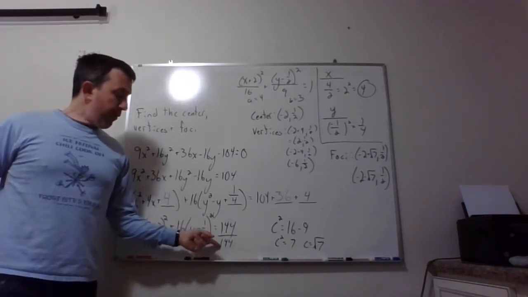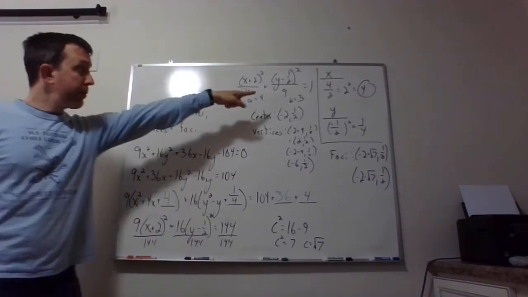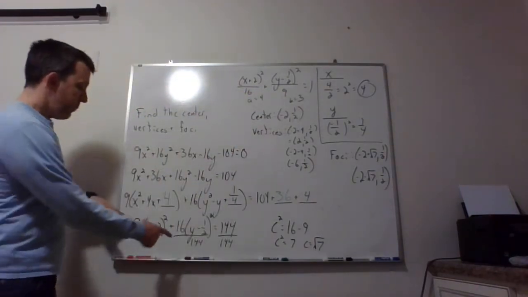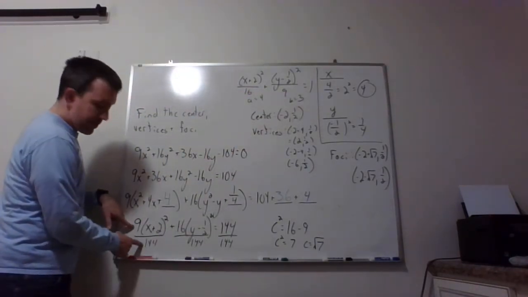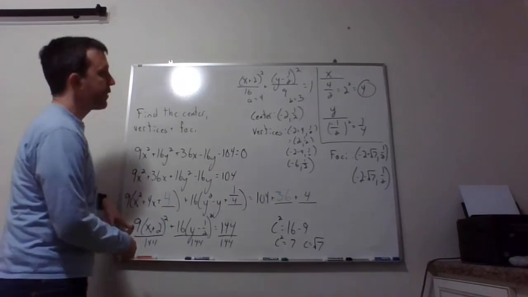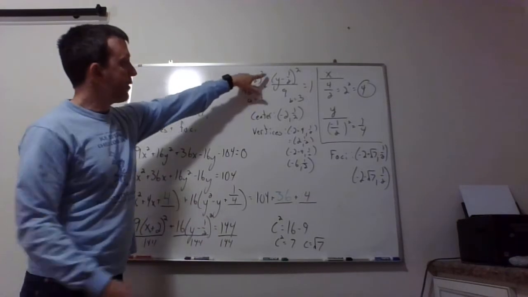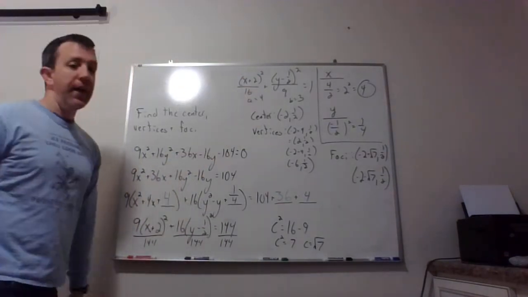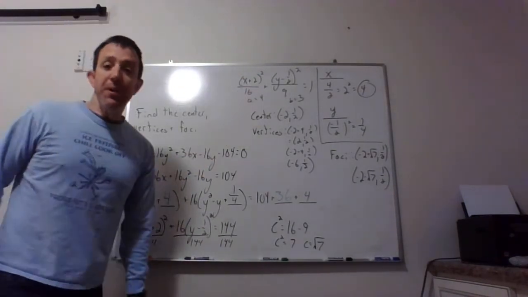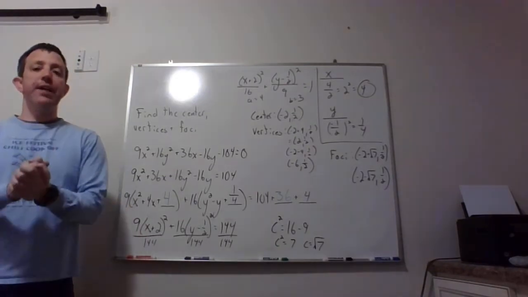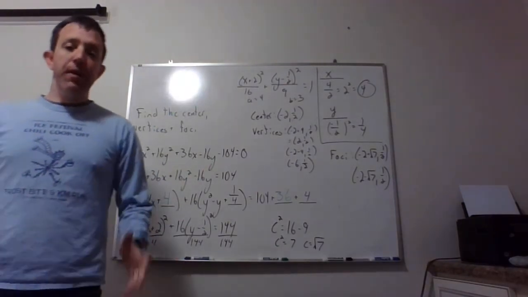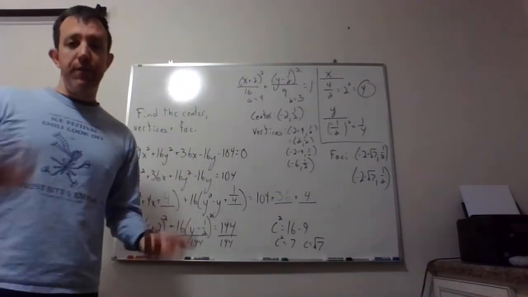So if I divide 144 by itself, that gets me the 1, which you can see up there. But when I divide these, basically I'm just reducing fractions. 9 over 144 reduces to 1 over 16. 16 over 144 reduces to 1 over 9. And now I have standard form. So wasn't that fun? We got to complete the square twice. We now have it in standard form, which means we can find the center, vertices, and foci.